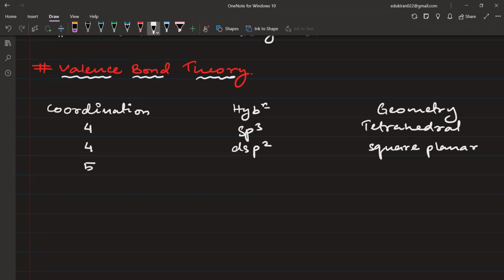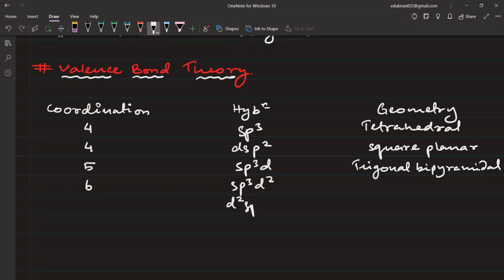Then when you have 5, it is going to be sp3d, which is going to be trigonal bipyramidal. Then you have 6, it can be either sp3d2 or d2sp3. Both of these are going to give you octahedral geometry.